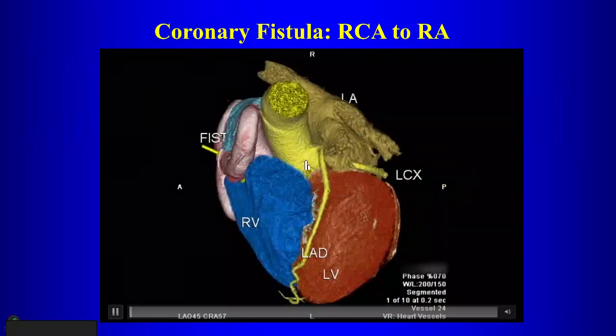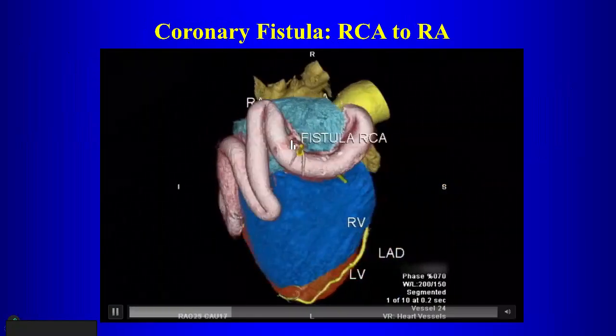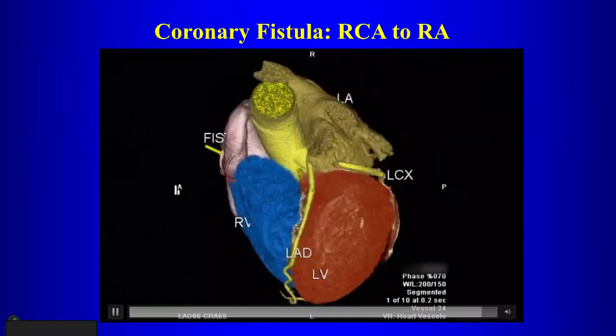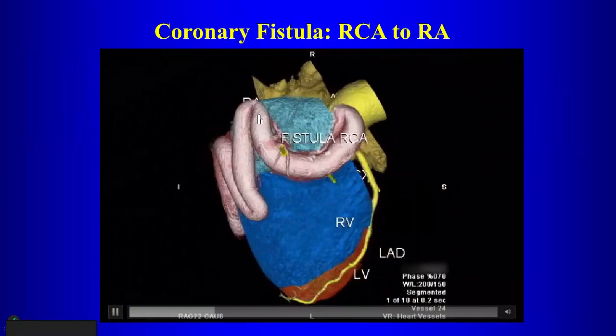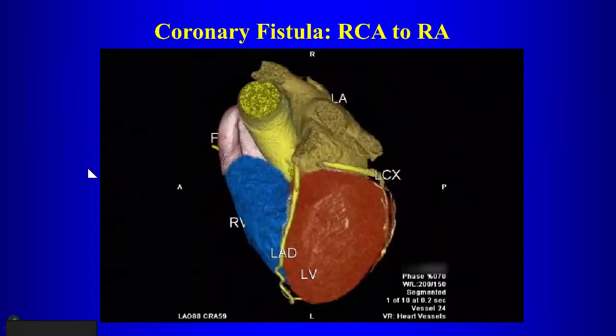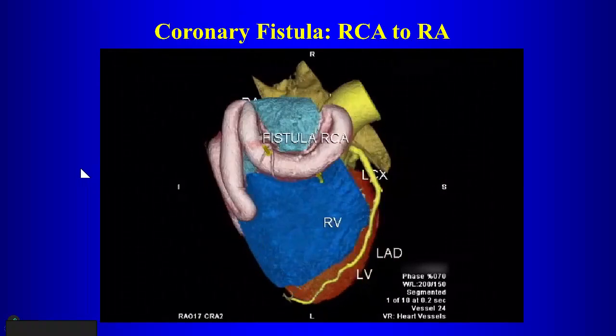And here's a coronary fistula from the right coronary artery going all the way to the right atrium. So when we see a dilated coronary artery like that, we want to think about coronary arteriovenous fistula. Where is that vessel going?